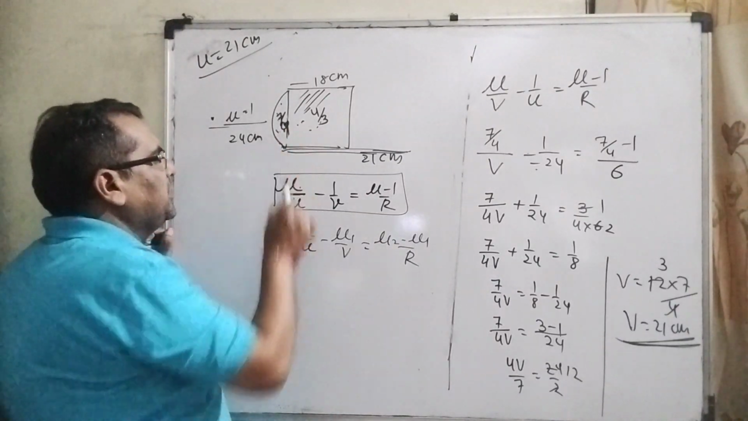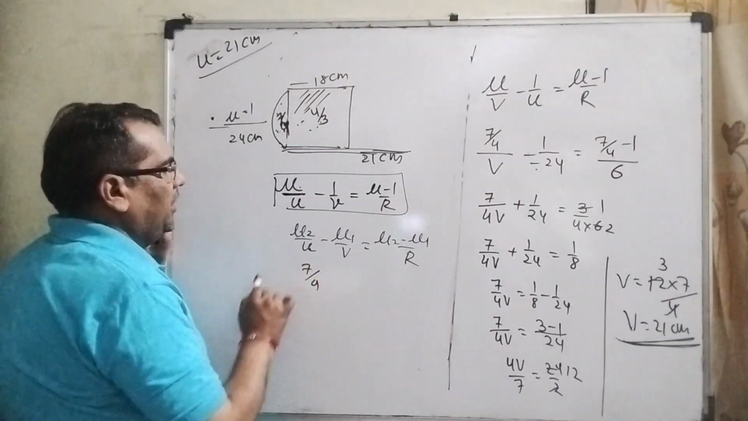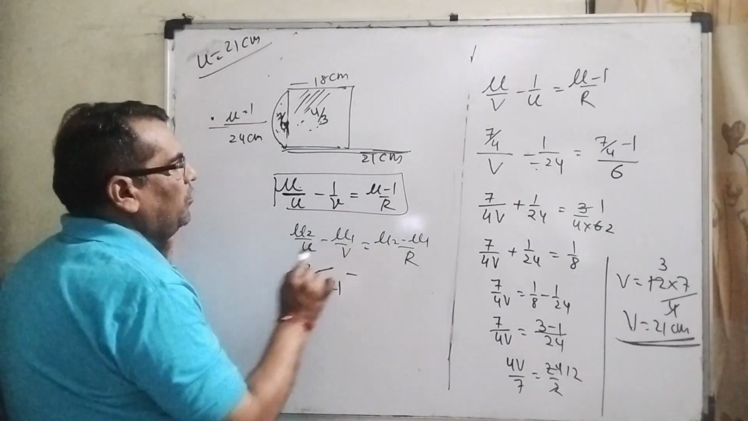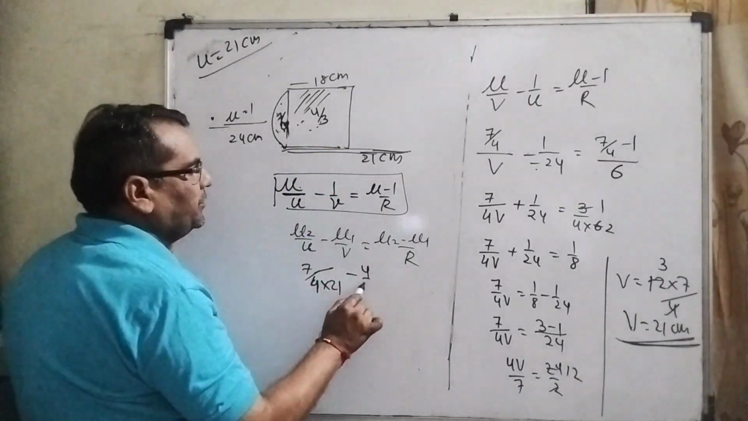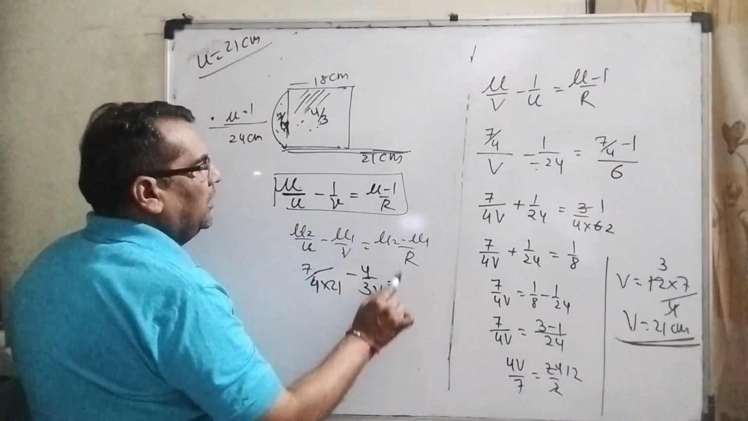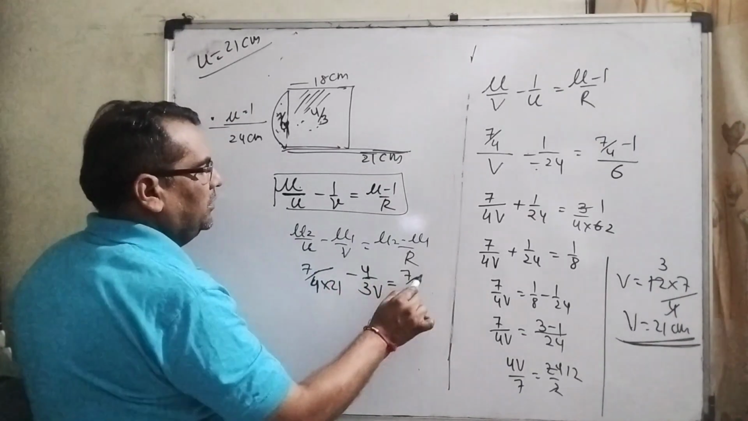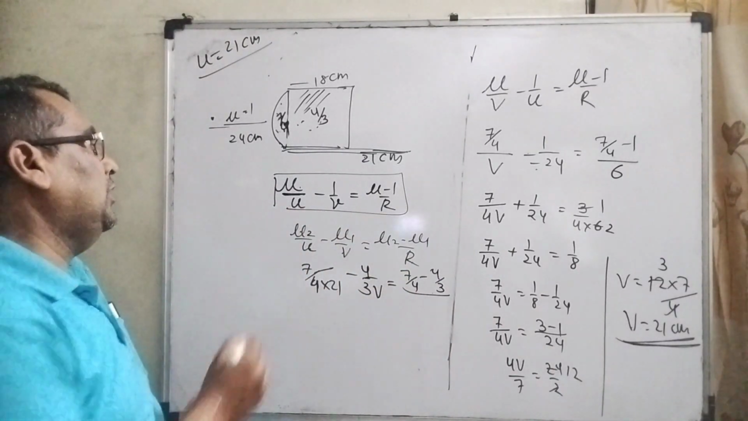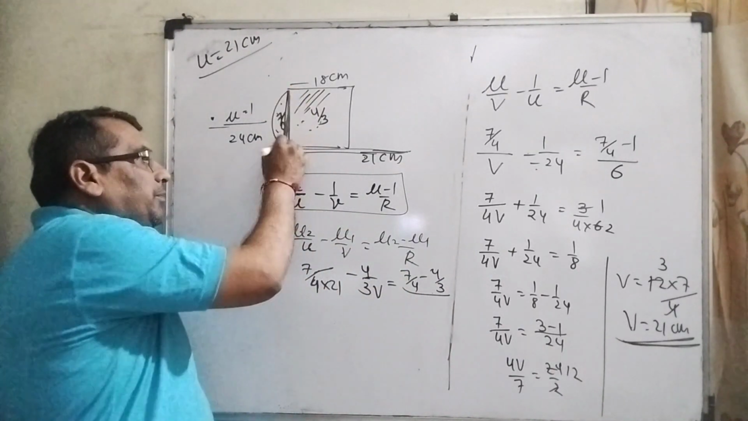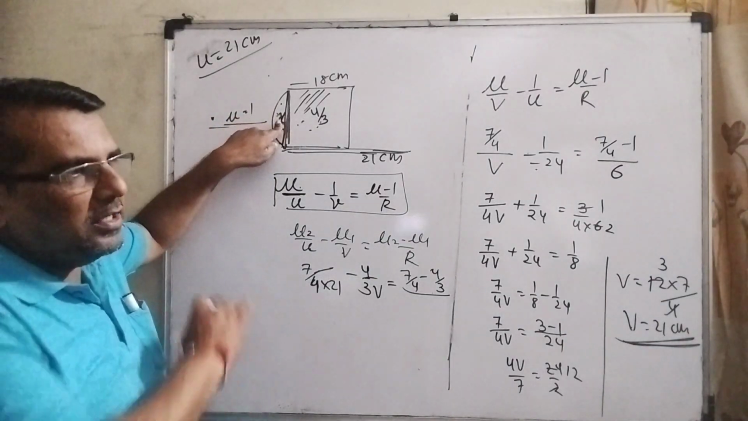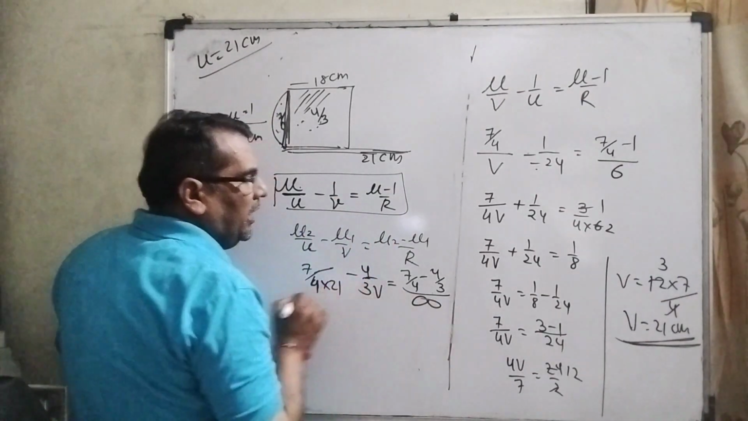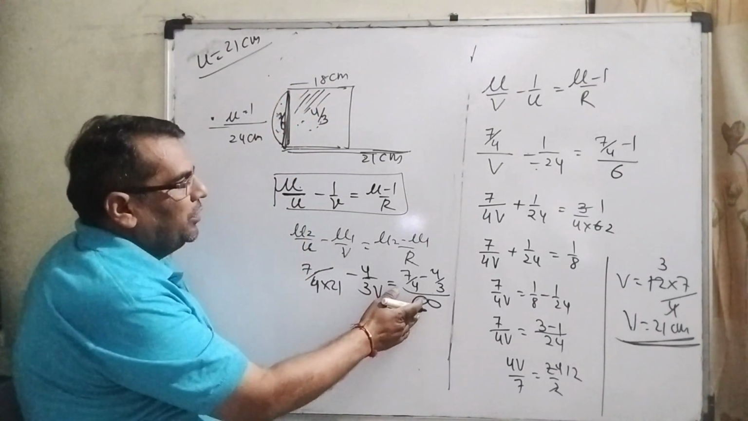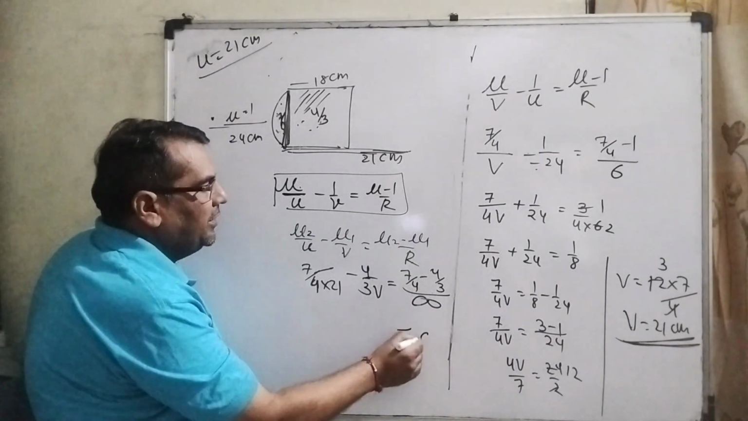And what is mu2? Mu2 is given 7 by 4 and U is given 21, plus means 21 positive. Mu1, what is mu1? 4 by 3, and V, and 7 by 4 minus 4 by 3 upon R. Now the question is, what is R? For the plane surface, what is R? R is going to infinity, because here the rays need to be at infinity. So here we have to consider infinity, and something upon infinity is 0.